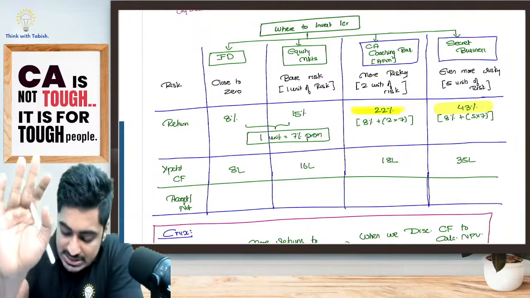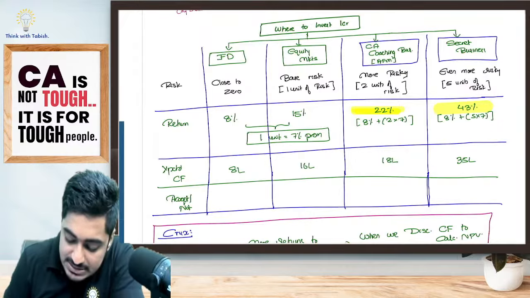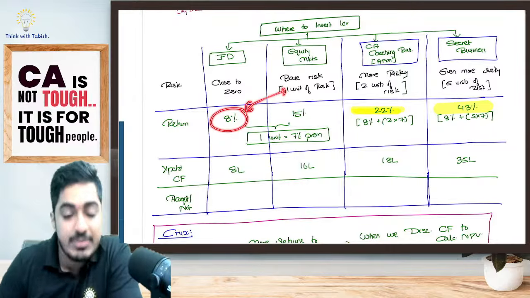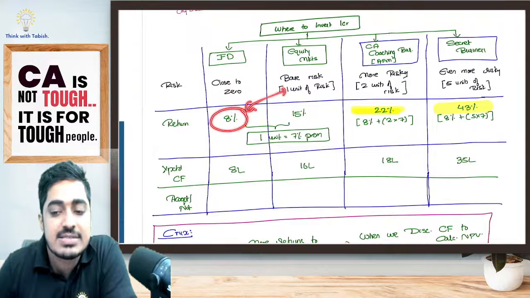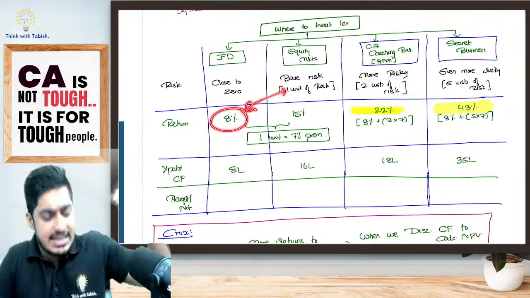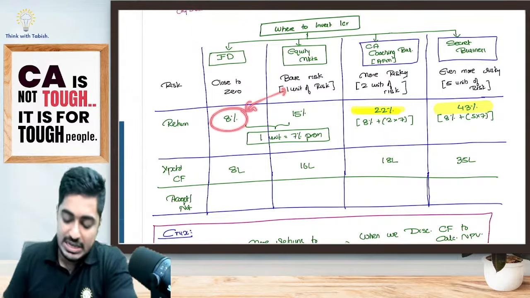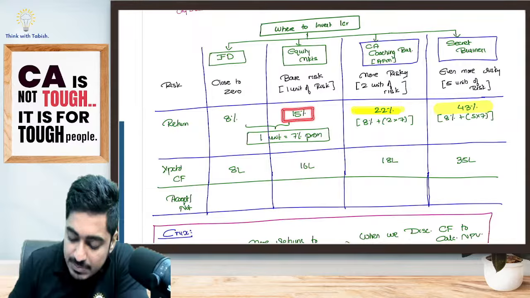Tell me one simple thing, students. If I put the money in the equity market and get 8%, will I invest there? Yes or no? I will not invest. I'll say, boss, I am getting 8% in FD. If I am taking a risk, I want more return. Okay, assume the equity market is giving me 15%.